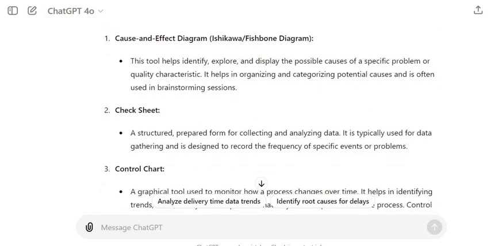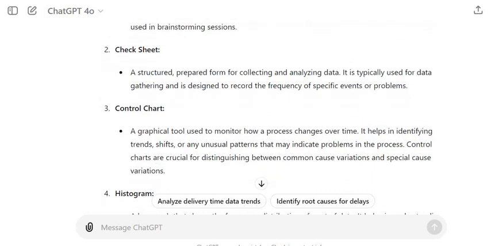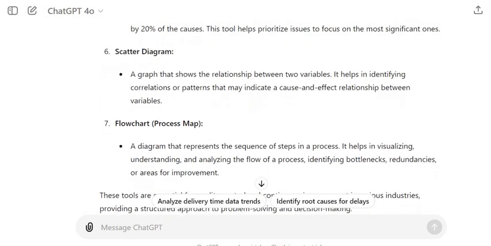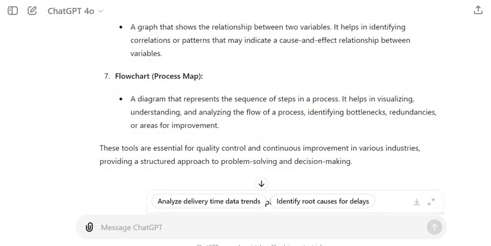Those are cause and effect diagram, also called Ishikawa or fishbone diagram, check sheet, control chart, histogram, Pareto chart, scatter diagram, and flowchart or process map. It has also provided brief descriptions of those tools.